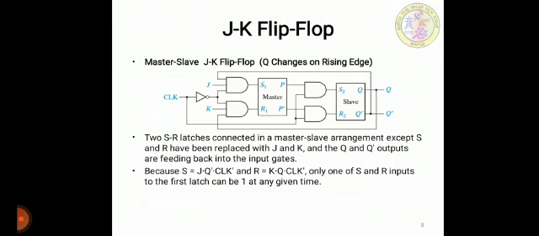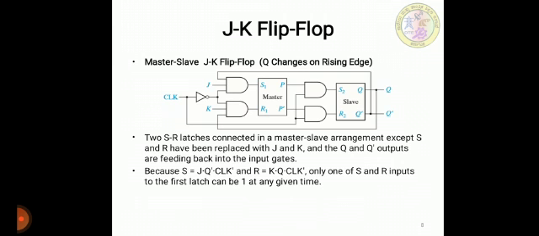You can observe here the two SR latches are connected in a master-slave arrangement, except that S and R have been replaced with J and K. Here the inputs will be J and K, and Q and Q bar will be the outputs. The main correction done to avoid the forbidden state is that in the slave flip-flop, Q is connected to the input of the first master flip-flop, and Q bar is connected to the input of the first flip-flop. That means the outputs Q and Q bar are feeding back into the input gates.